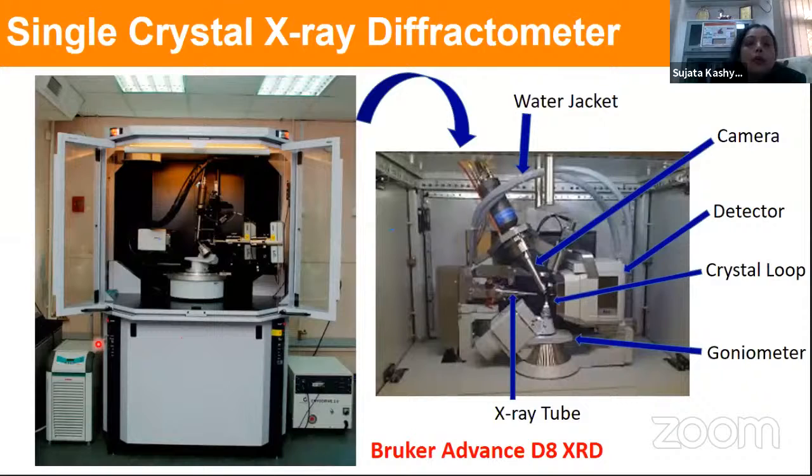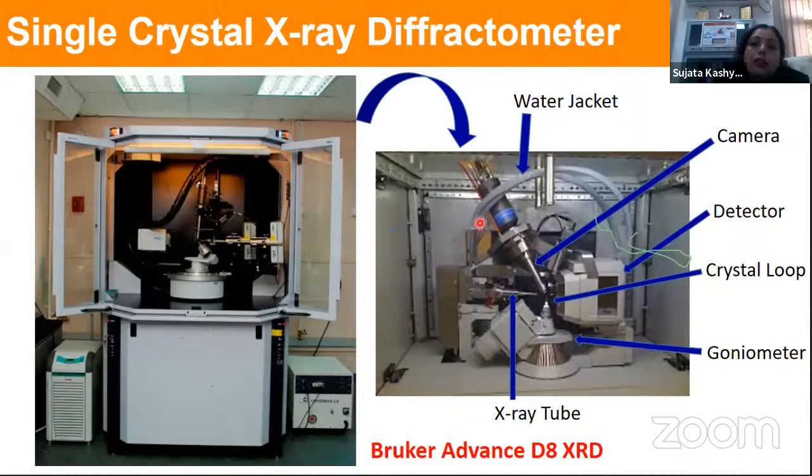Here's the chiller. Now, if we enlarge it, this is the X-ray tube in which the X-ray is generated. This is the goniometer, on which the crystal is mounted, and it rotates at several angles so that the detector collects the data from different angles. This is the crystal loop in which the crystal has been mounted. This is the detector. It also rotates along with the goniometer to collect data from each and every angle. This is the camera which records all the data.